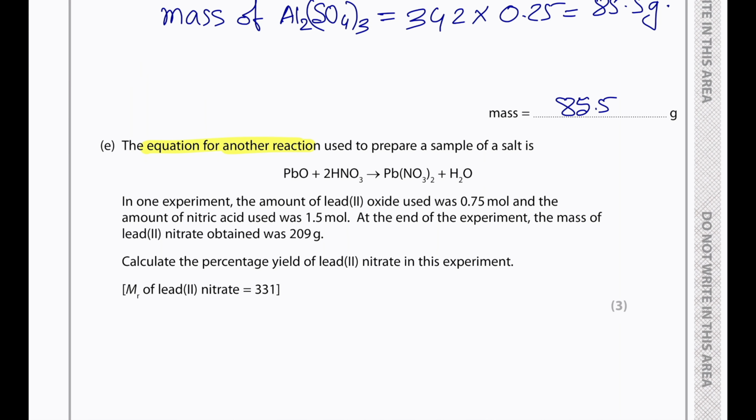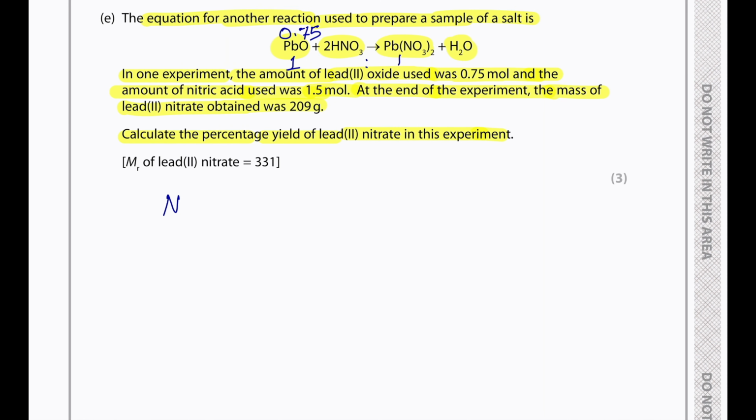The equation for another reaction used to prepare a sample of salt is lead oxide plus nitric acid producing lead nitrate plus water. In one experiment, the amount of lead oxide used was 0.75 mole and the amount of nitric acid used was 1.5 mole. At the end of the experiment, the mass of the lead nitrate obtained was 209 grams. Calculate the percentage yield of lead nitrate in this experiment. So to calculate the percentage yield, we will divide 209 by 311.